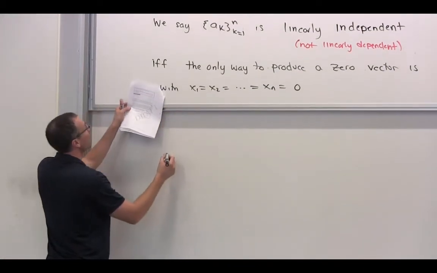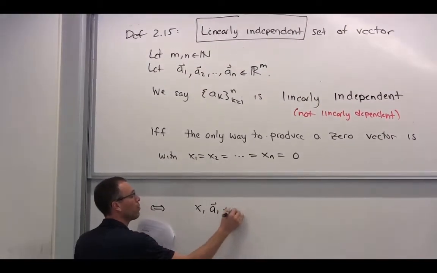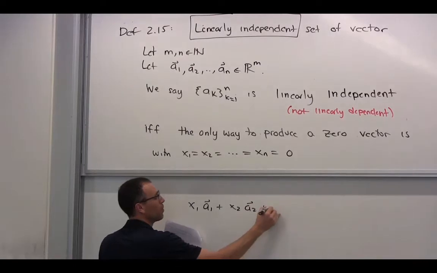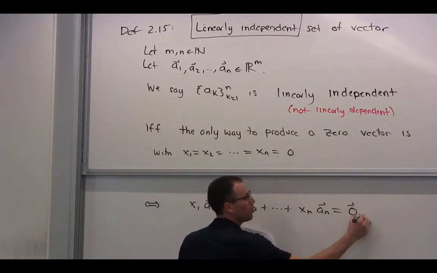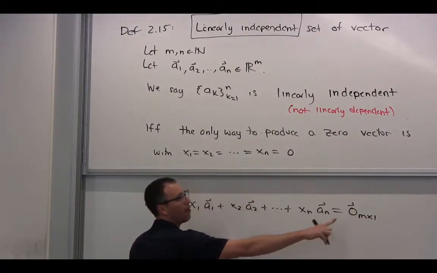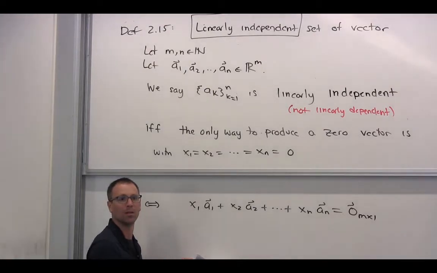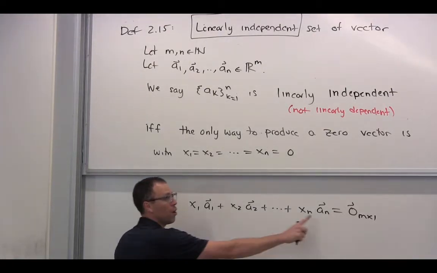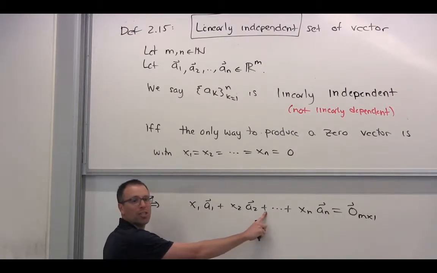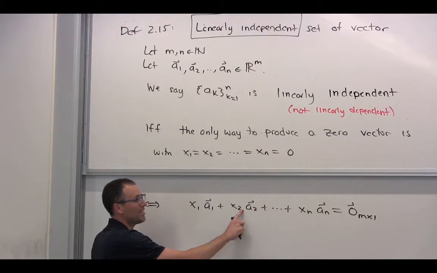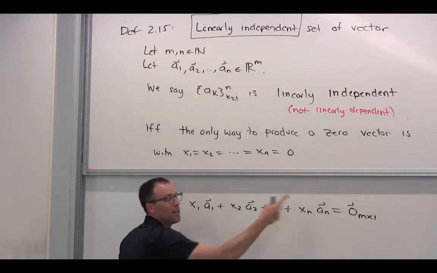Okay, and another way to say that is that if we take x1 a1 plus x2 a2 plus xn an, and we set that entire thing equal to the 0 vector in m by 1, how did I know that that was supposed to be the m by 1 0 vector? What do I know about each of these vectors to begin with? They're all m by 1, which means that these vector additions are m by 1. These scalar multiplications pop out in m by 1, so that the linear combination must be m by 1.